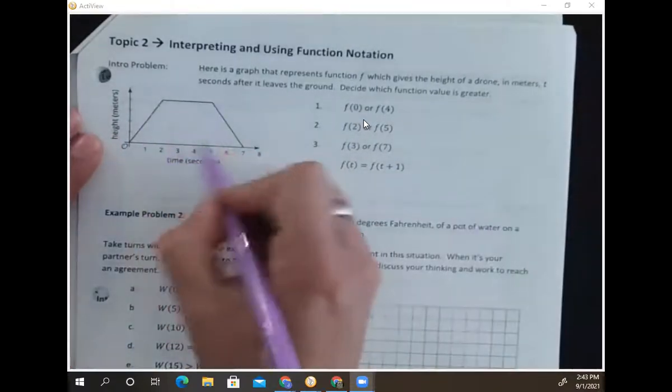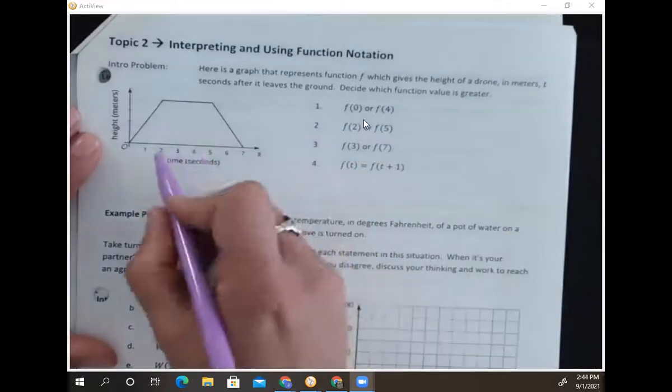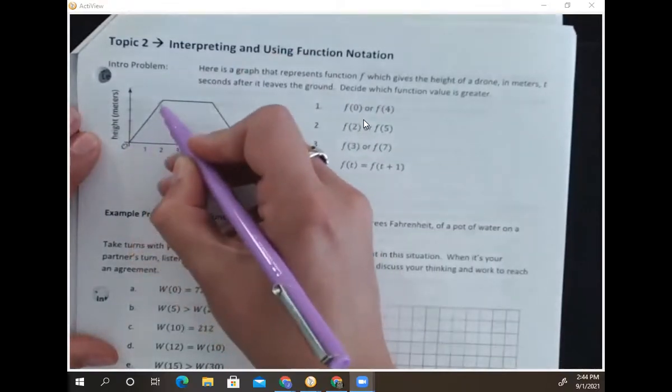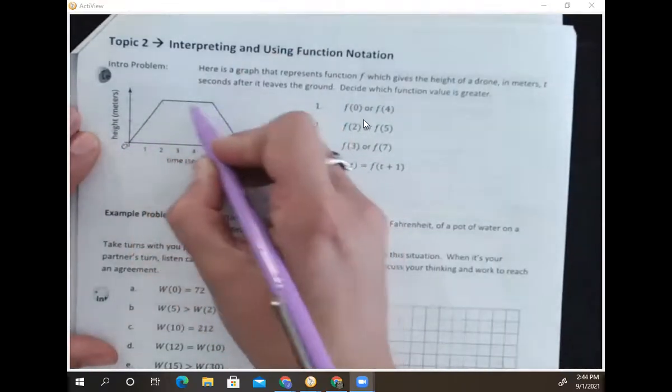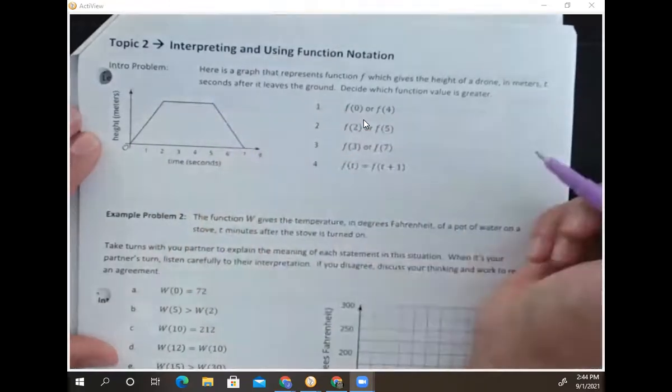So for our first problem here, we have a graph of function f, which gives the height of a drone in meters, t seconds after it leaves the ground. Decide which function value is greater. So what we see here is our time in seconds and then our height in meters of our drone. So our drone has risen into the air, sort of flown around or hovered at a constant height, and then come back to the ground.